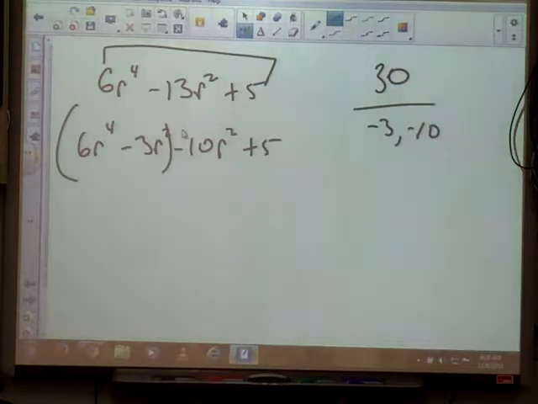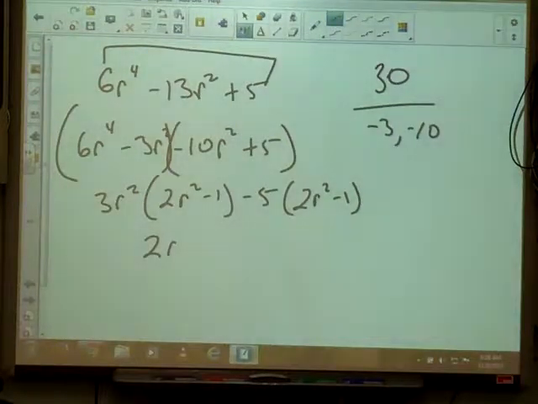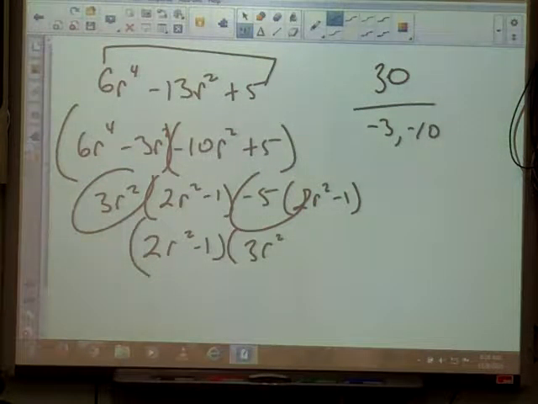All right, so I got a 3r squared in this first group, right? Correct. So that leaves me with 2r squared minus 1. What do I need to take out in the second group? Negative 5. Nice job, Ms. Bradshaw. That leaves me with 2r squared minus 1. So we got 2r squared minus 1 and 3r squared minus 5. Man, you're smart. We're golden.